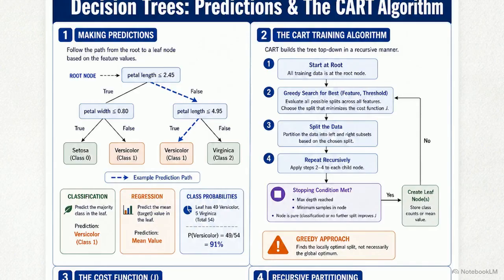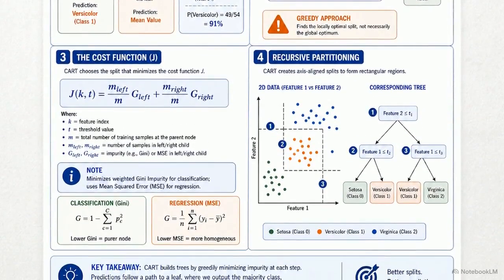The tree doesn't guess, it performs a greedy search, evaluating all possible splits across all features simultaneously. The engine driving this search is the cost function, labeled J. The algorithm's only goal during training is to find the specific feature and threshold that minimizes this equation. This formula calculates a weighted average of impurity. It multiplies the Gini impurity score of the left and right child nodes by the fraction of samples they contain. This ensures the algorithm balances the size of the new groups against how pure they are.